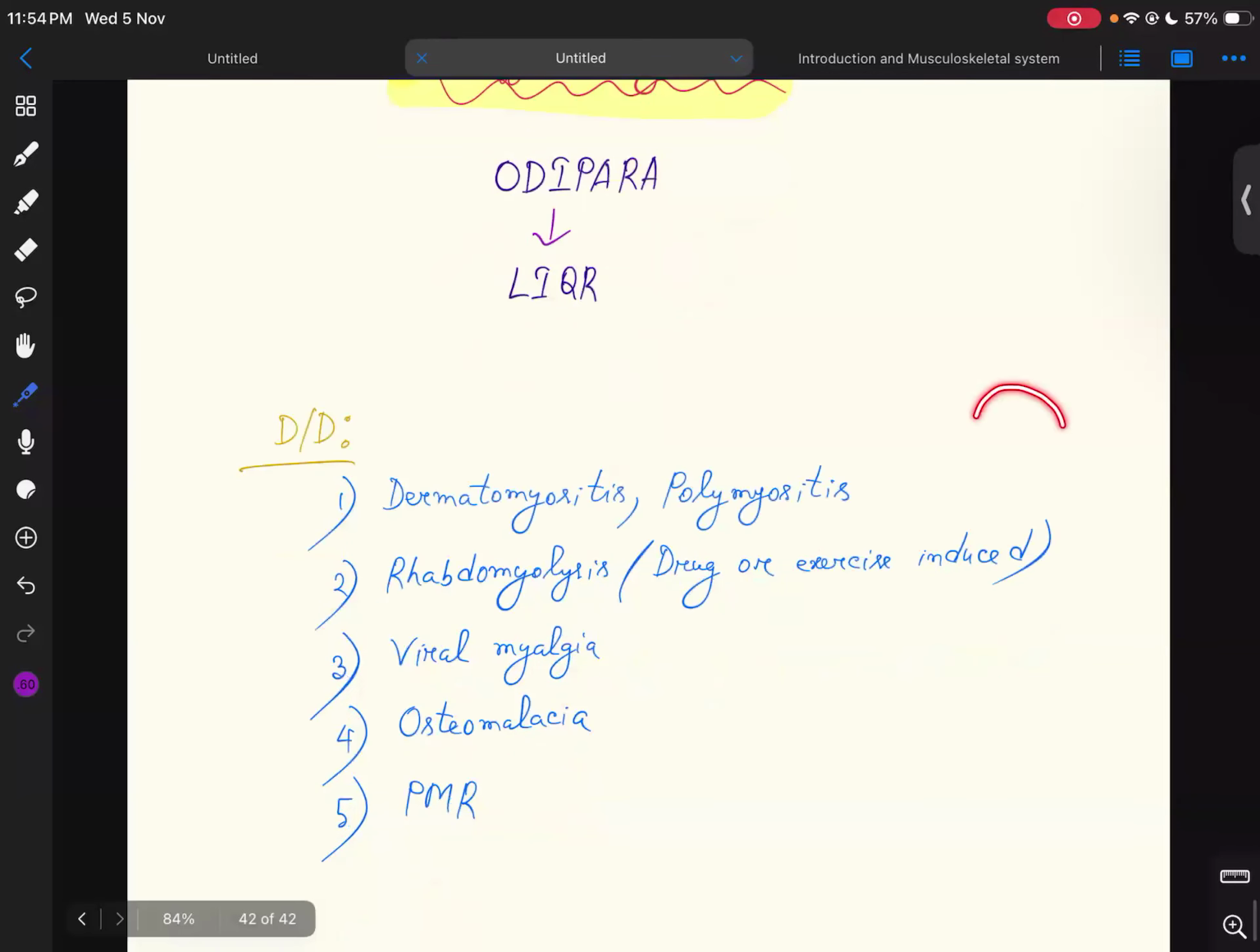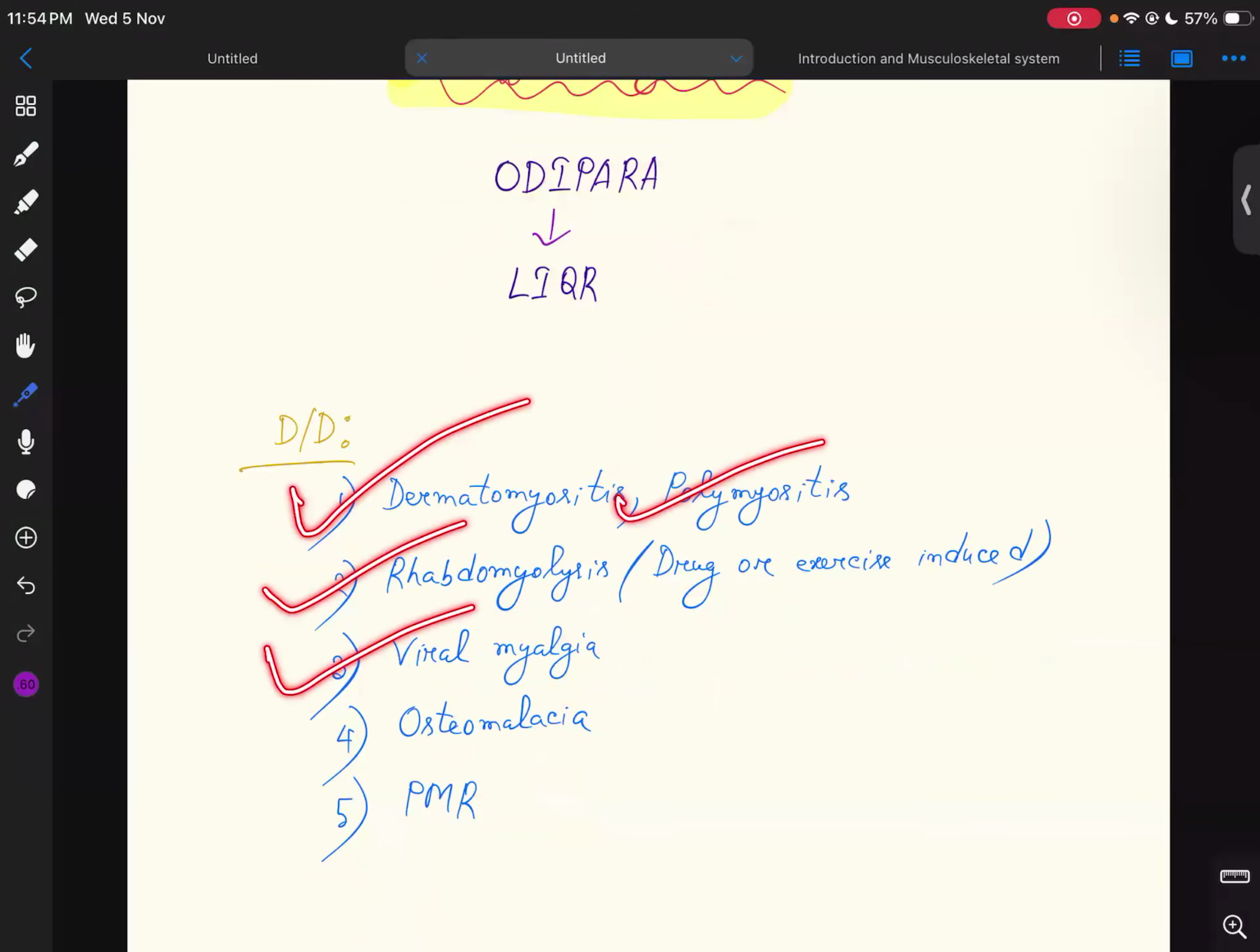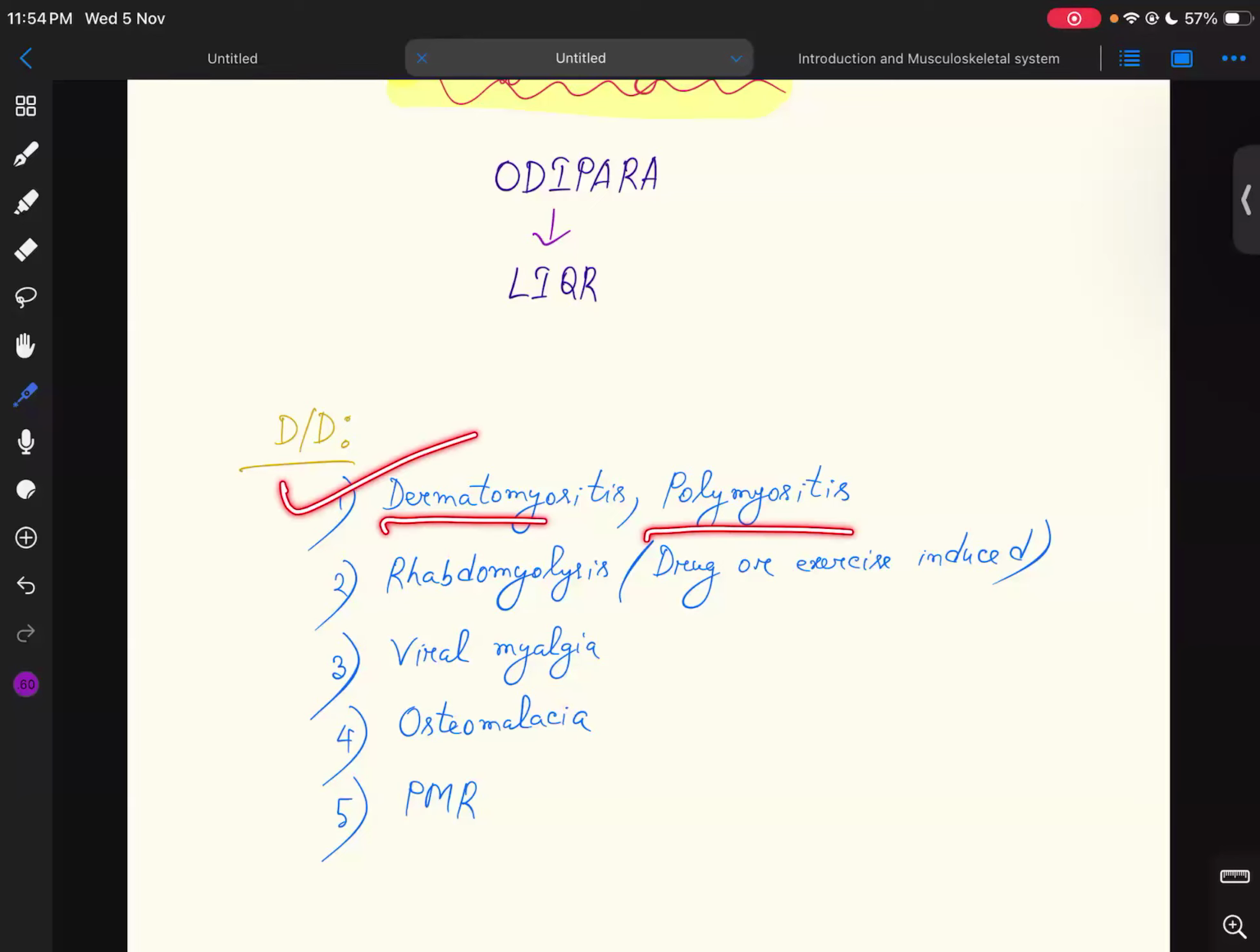These are the differential diagnoses that are important for the PACES exam: dermatomyositis, polymyositis, rhabdomyolysis, viral myalgia, osteomalacia, and polymyalgia rheumatica. Apart from these, no other cases are needed for diffuse body pain. So what are the screening questions for dermatomyositis and polymyositis? We have to ask, do you feel difficulty combing your hair?